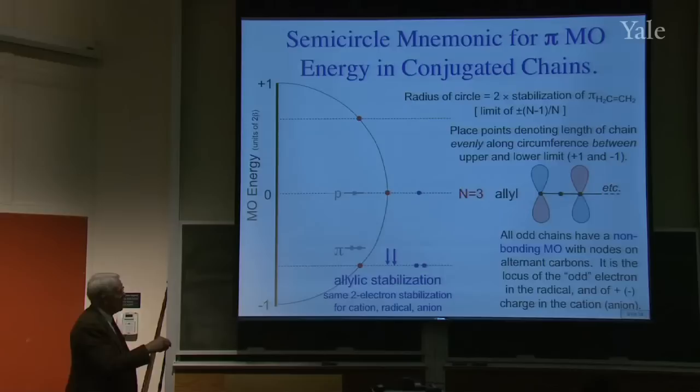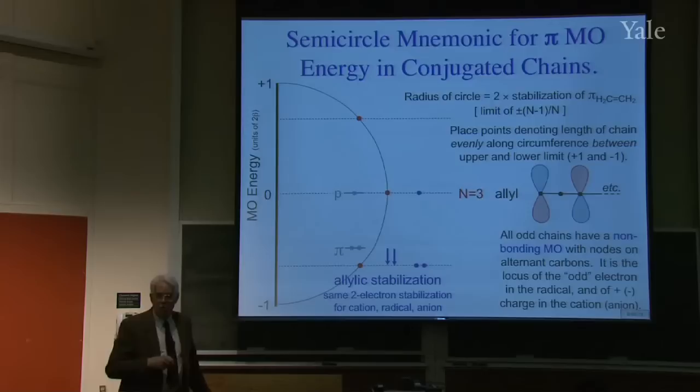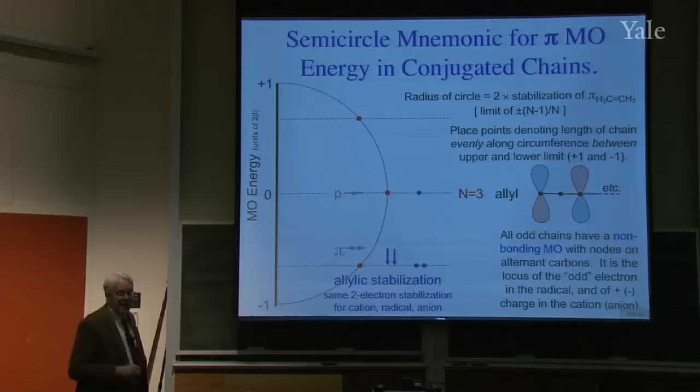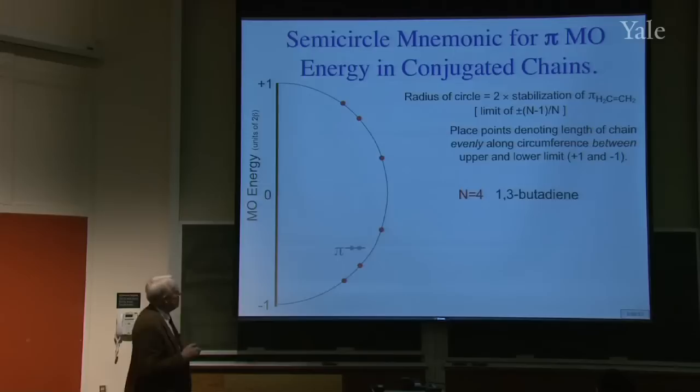right? And notice that in this orbital, there's no overlap between the adjacent occupied atomic orbitals, right? They're far apart. So there's no interaction between them. Therefore, their energy will be the same as an isolated p orbital in this crude approximation, okay? So every odd chain is going to have an orbital that has the same energy as an isolated p orbital, and it's going to have a node at every other carbon, every second carbon, okay?